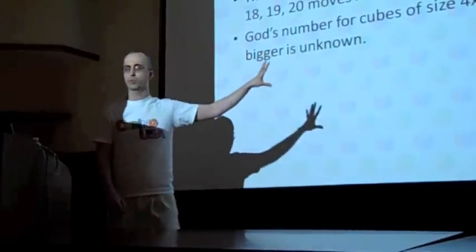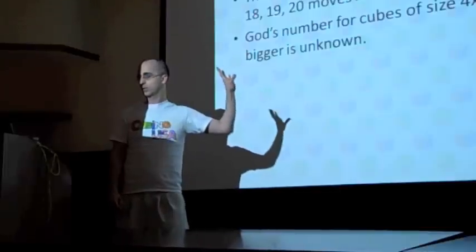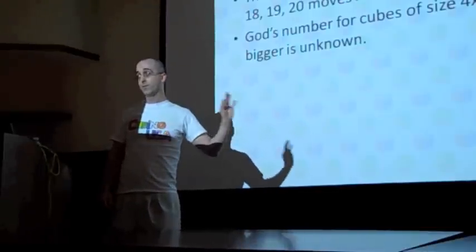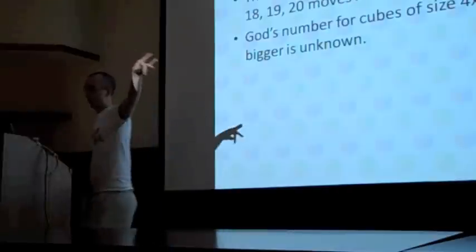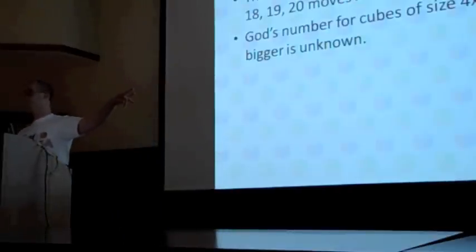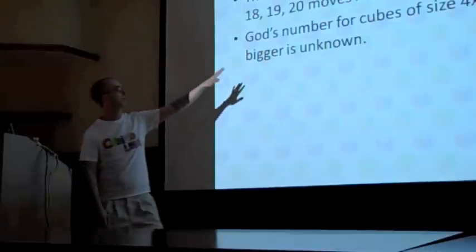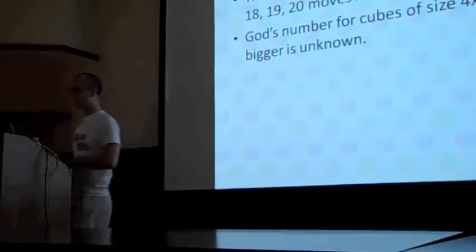This is where that whole math, computer science stuff comes in. This is a difficult problem that they solved very intelligently. And so we don't know the answers to these questions because we didn't find the best solution for every single state. And we don't know the God's number for cubes that are bigger.